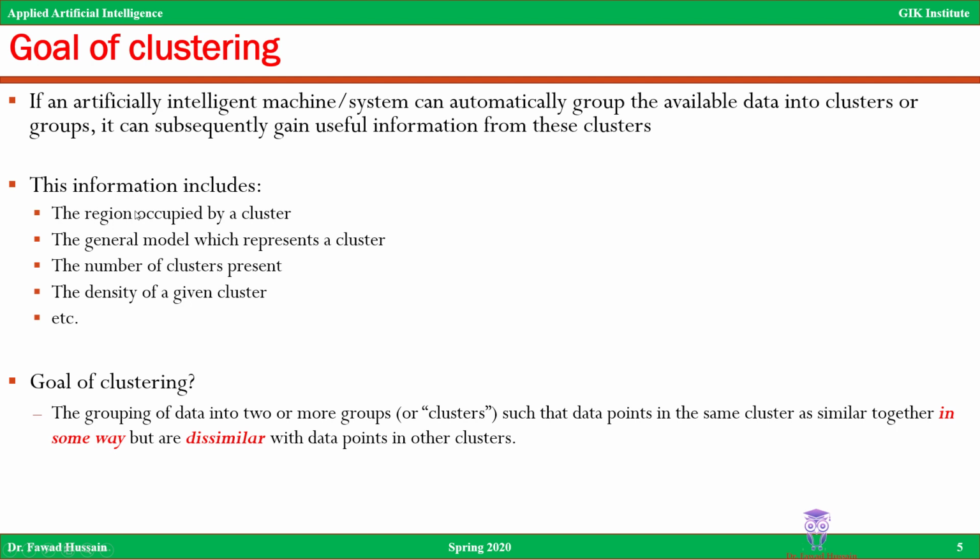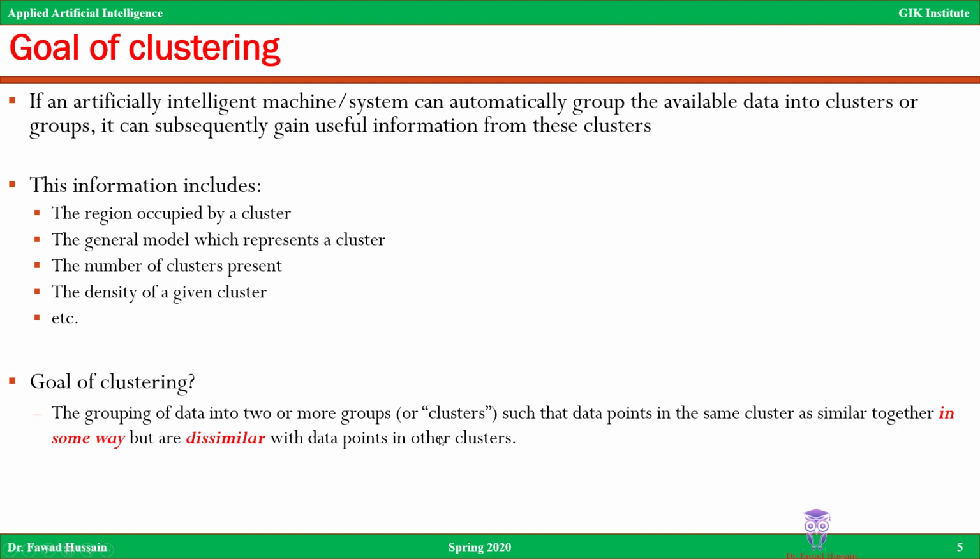So then we can go and manually deduce what is the meaning of that cluster. It could be the region, it could be the general model which represents the cluster, it could be the number of clusters that are present, it could be the density of a cluster, or any other thing that we want. So what's the goal of clustering? A formal definition could be the grouping of data into 2 or more groups such that data points in the same cluster are similar together in some way. I have highlighted this in red, in some way, but dissimilar with data points in other clusters.